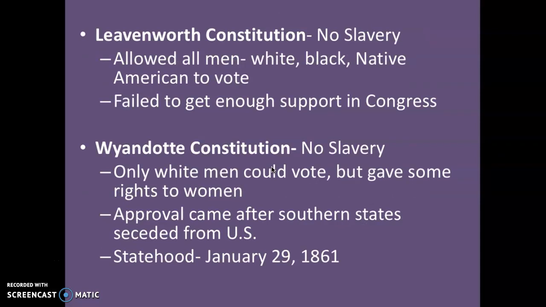Leavenworth came about the same time. It would have offered all men the right to vote, white, black, and Native American, but did not get the support it needed until they put forth the Wyandotte Constitution, calling for no slavery. And after the southern states secede from the Union, Kansas is finally able to get statehood on January 29th, 1861.